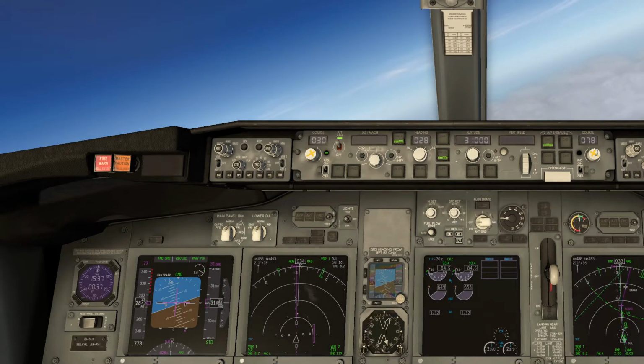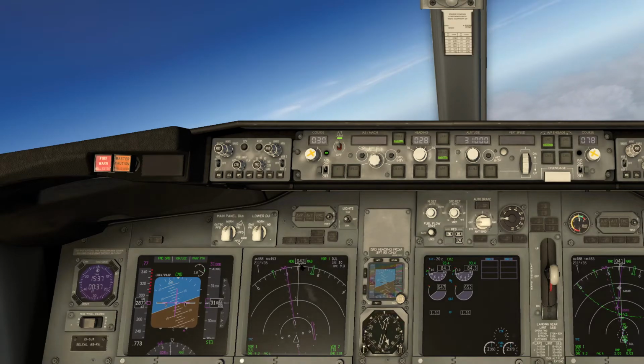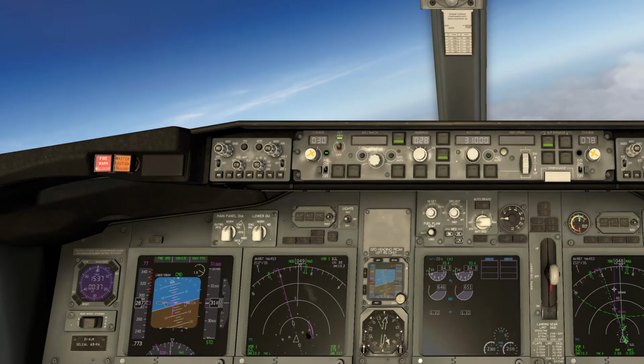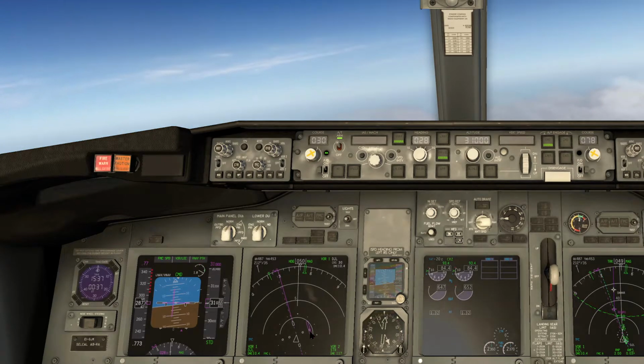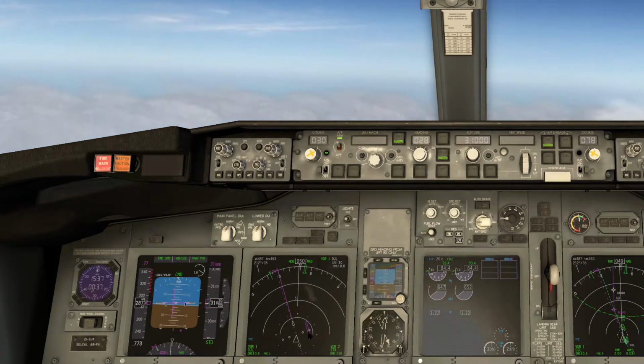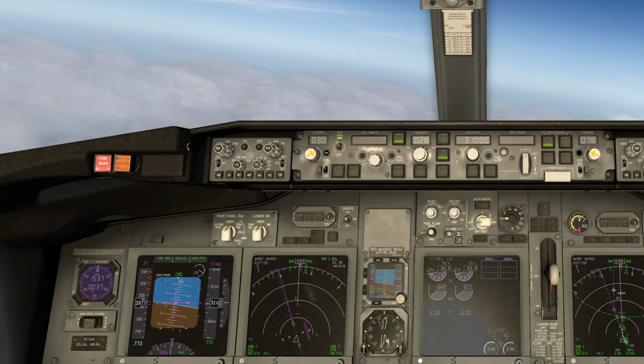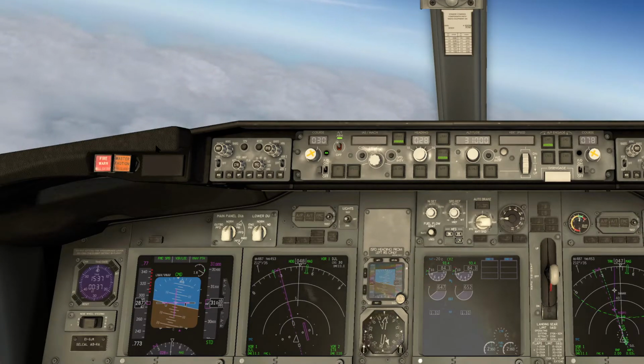Re-intercepting the 030 radial. I wonder if we will choose a 30 degrees angle. That will be excessive, but yeah. See, we have 2 dots deviation. The need is rapidly coming, so he already has to turn left.